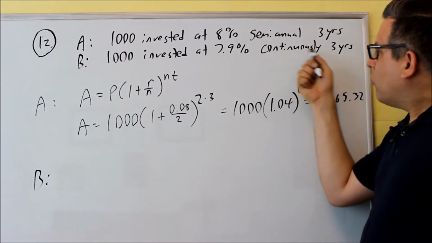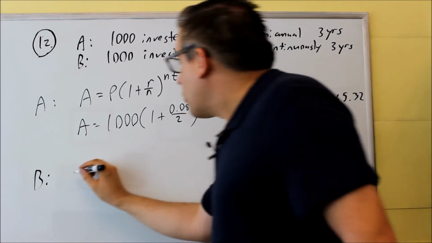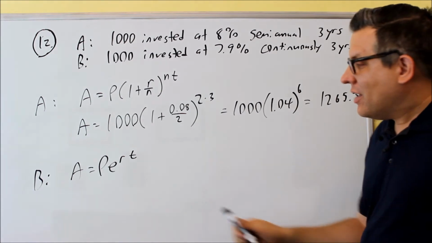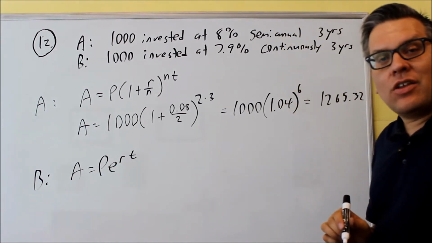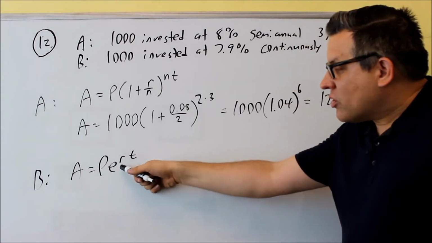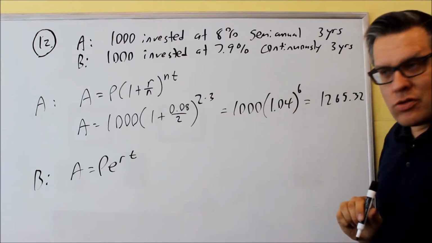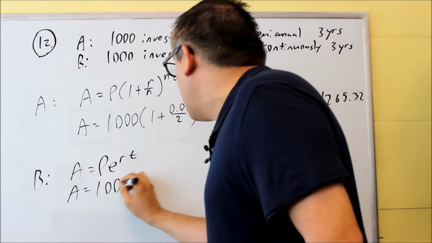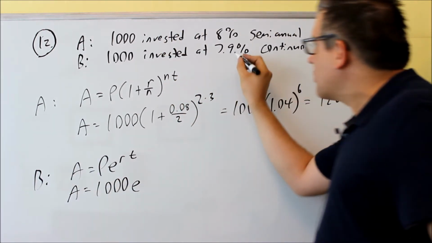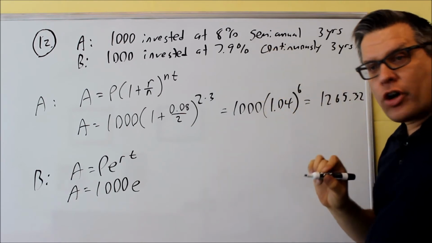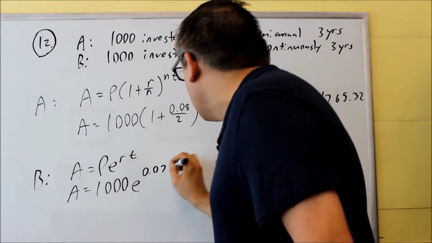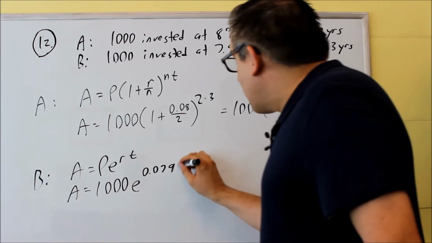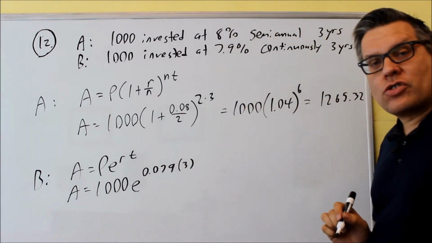Now option B, we got the word continuously in there, so we have to use a different formula. Here's the one that you want to use this time. The PERT formula, A equals Pe^(rt). You're going to use this one whenever you see the word continuously. So I have $1,000 I'm putting in there. I have e raised to the rate. Now this is a different rate in this one, 7.9%. If I write that as a decimal, it looks like 0.079. That's for 3 years, so I'll put a 3 in there for t.